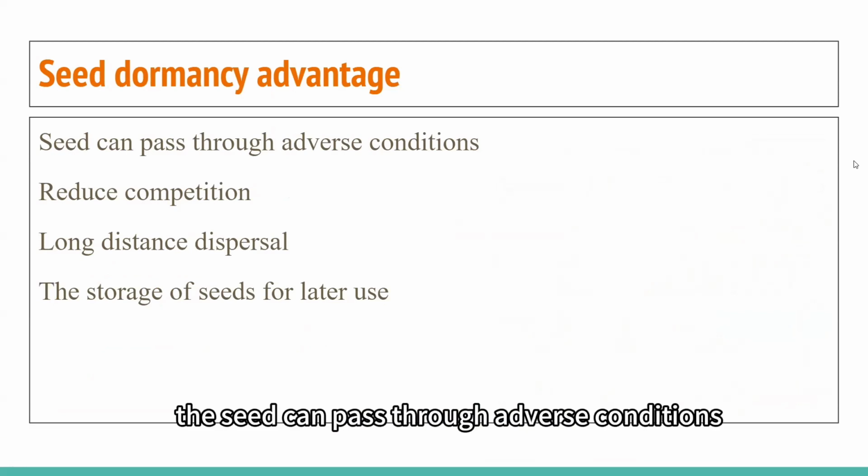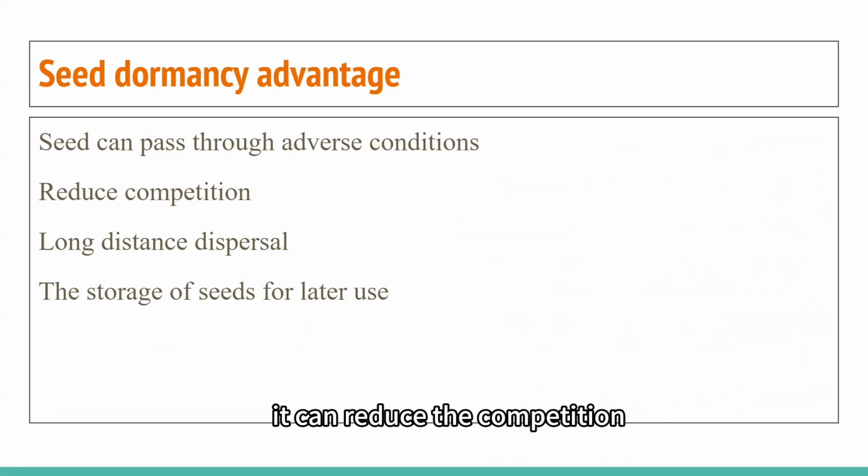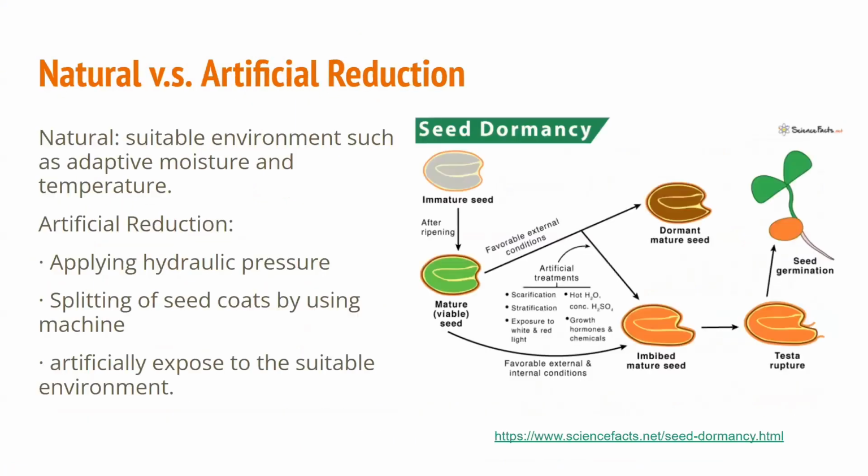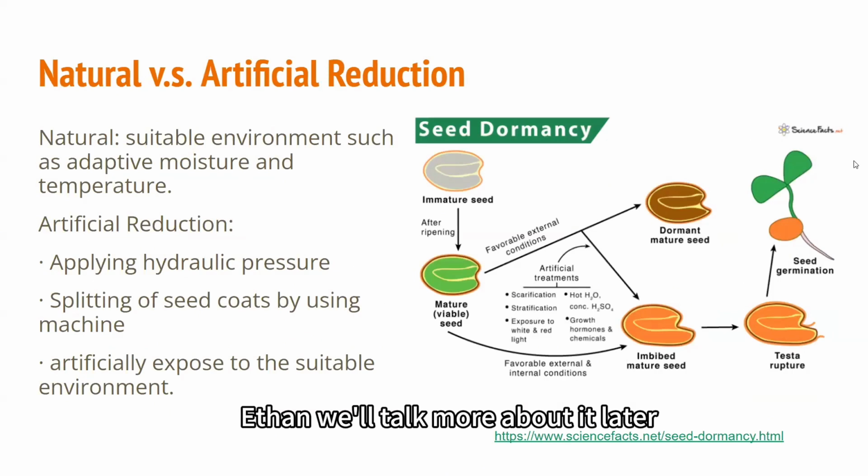For example, the seed can pass through adverse conditions. It can reduce competition, allow long distance dispersal, and allow the storage of seed for later use. Ethan will talk more about it later.